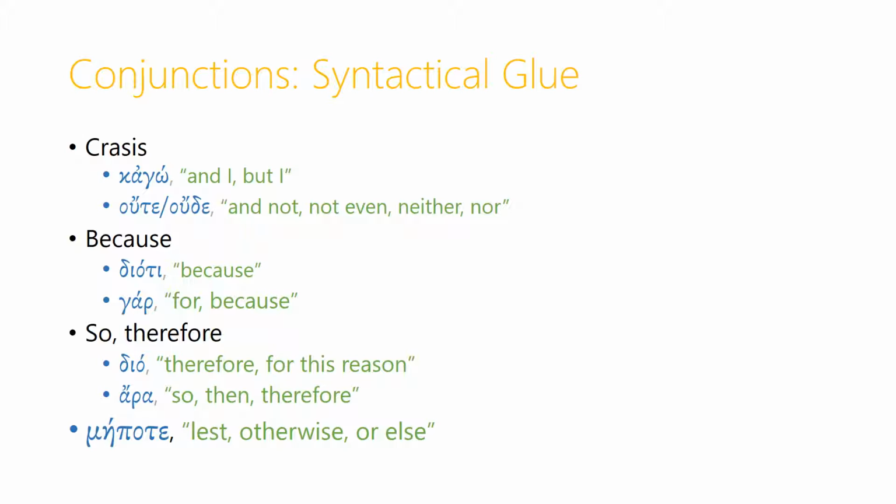Me pote doesn't fit anywhere else very easily, but this means lest, or otherwise, or else. You want to do something, me pote, something bad might happen. Lest something bad might happen, or if we wanted to translate it idiomatically, sometimes when we use me pote, we would translate it into English by saying, so that such and such won't happen.